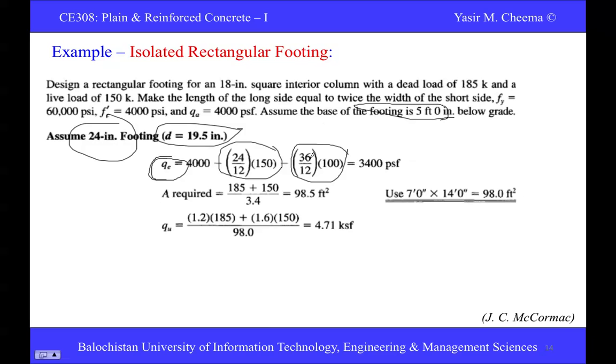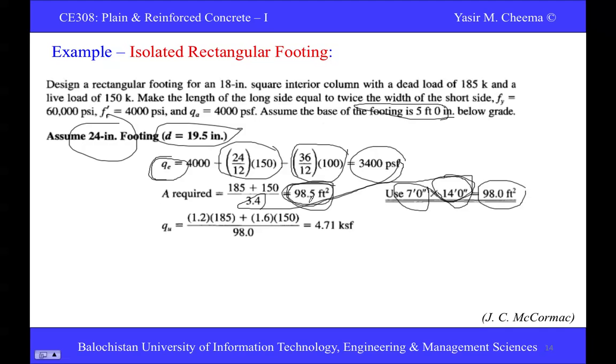So the remaining is 3 foot, which is 36 inch. So the effective pressure is 3400 psf, that means 3.4 kips per square foot, and the required area is 98.5 square feet. As it is restricted in the question that the longer dimension should be 2 times the shorter dimension, if we take the shorter dimension as 7 foot, the longer dimension would be 2 times that, that is 14 foot. That also comes to 98 square feet.